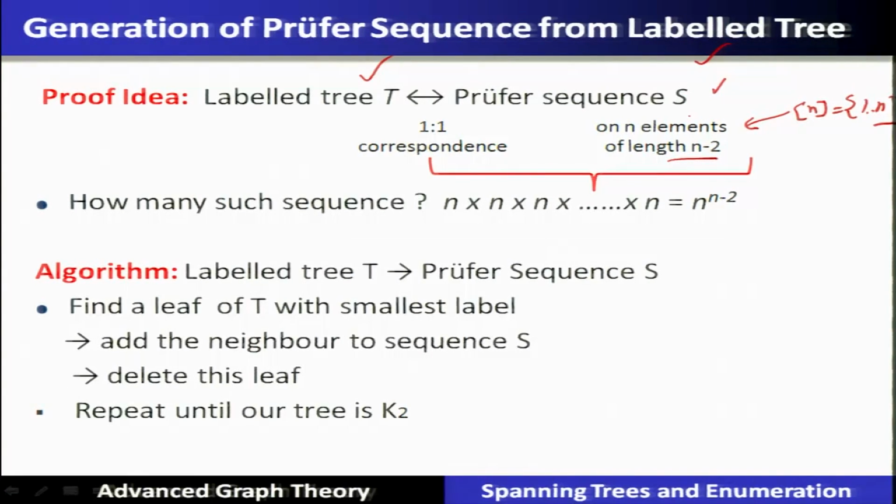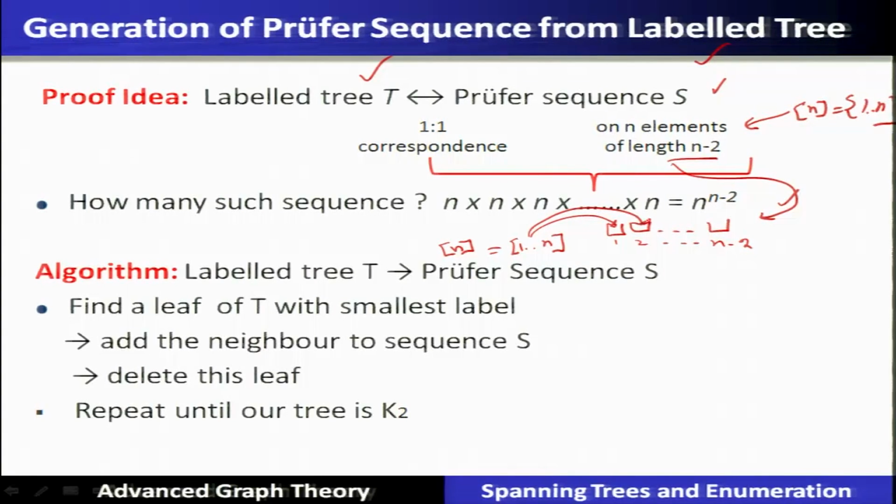So, how many such sequences are possible? If the length of this sequence is n minus 2, that means there are n minus 2 different containers, and each container you can fill with a number ranging from 1 to n, that is, the label of these vertices.